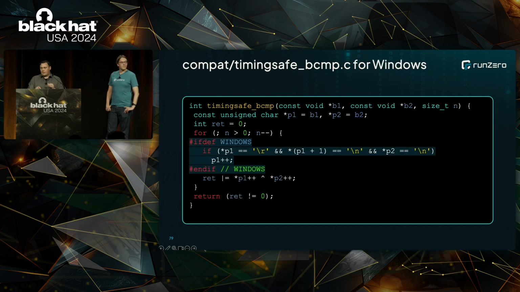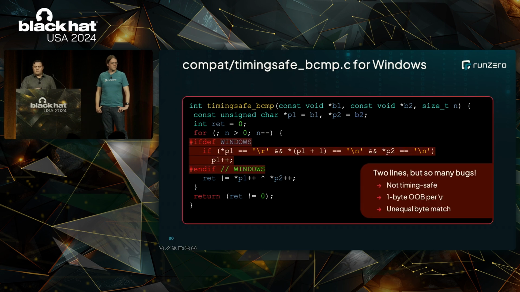Then there's the Windows version. The Windows version decided to make it CRLF compatible. There is no such thing, right? So they took a function that was very secure and 4 lines of code long, and they added 2 lines to it that effectively backdoored all of OpenSSH for Windows. So it's no longer timing safe. It's a 1-byte out-of-bounds memory read, and it's an unequal byte match.